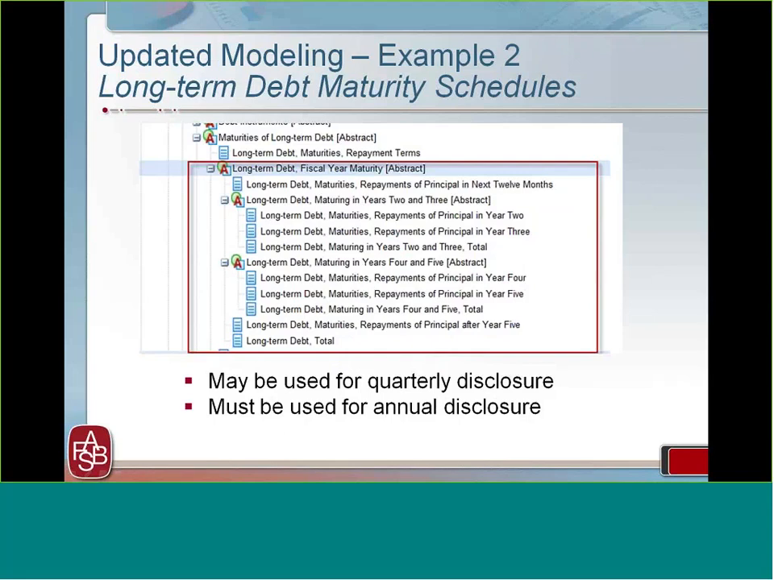This maturity schedule may be used for quarterly disclosures if they are based on the last annual balance sheet date. The maturity periods would remain static until the next annual disclosure. So depending on how the disclosure is structured for the quarter, these schedules or the rolling schedules would be used. However, these elements are the appropriate concepts to be used for your annual disclosure. The rolling element should not be used for the annual disclosure.